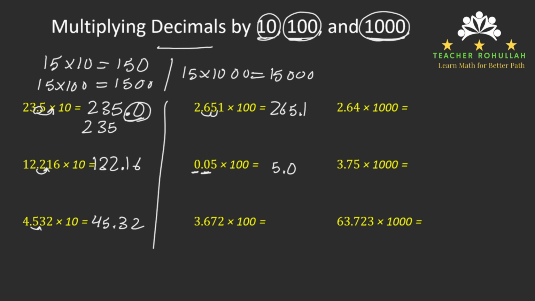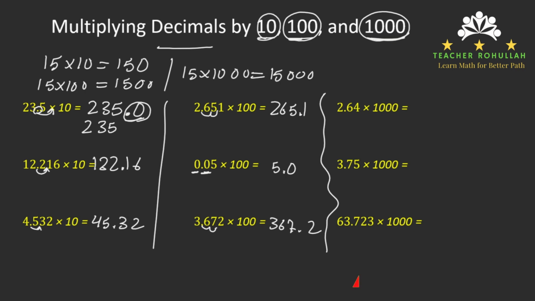The third example in this column is 3.672 times 100. Again, when we multiply this decimal by 100, the decimal point moves 2 places to the right. The number we get is 367.2. In the third column, we have some decimals which are multiplied by 1,000.